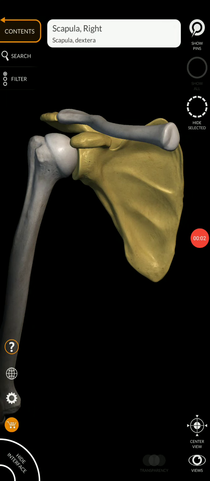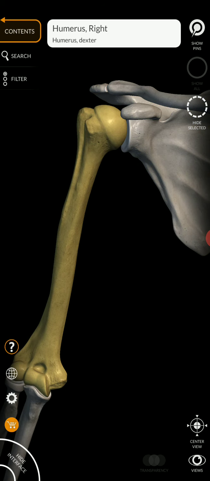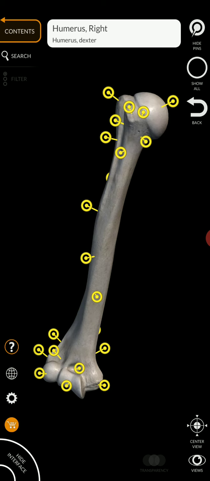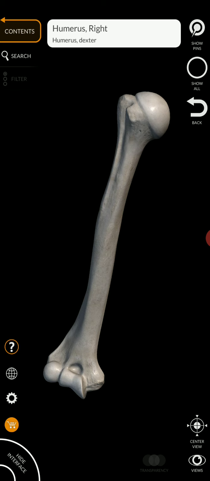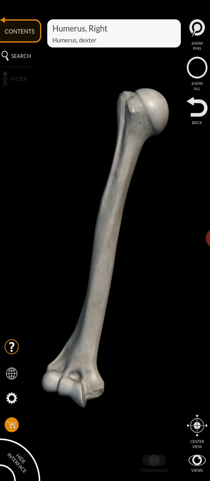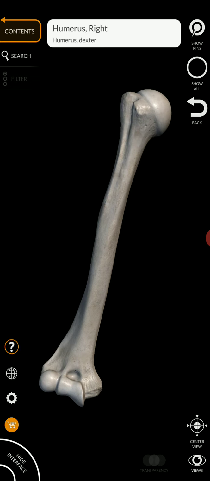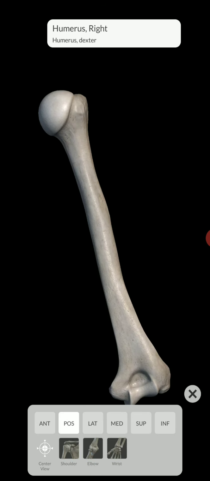After completing the scapula, we are now going to move to the humerus. The head of the humerus, as you see there, articulates with the glenoid fossa of the scapula. Okay, so looking at your study guide, first of all, let's look at the humerus, right? Anterior view. I'll go to a posterior view.